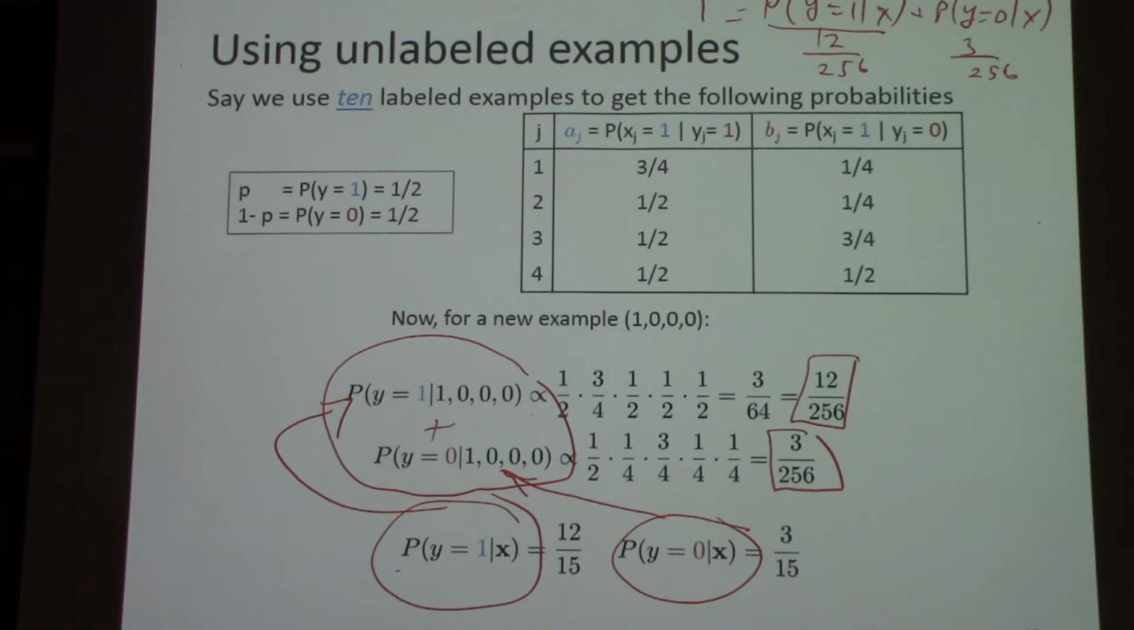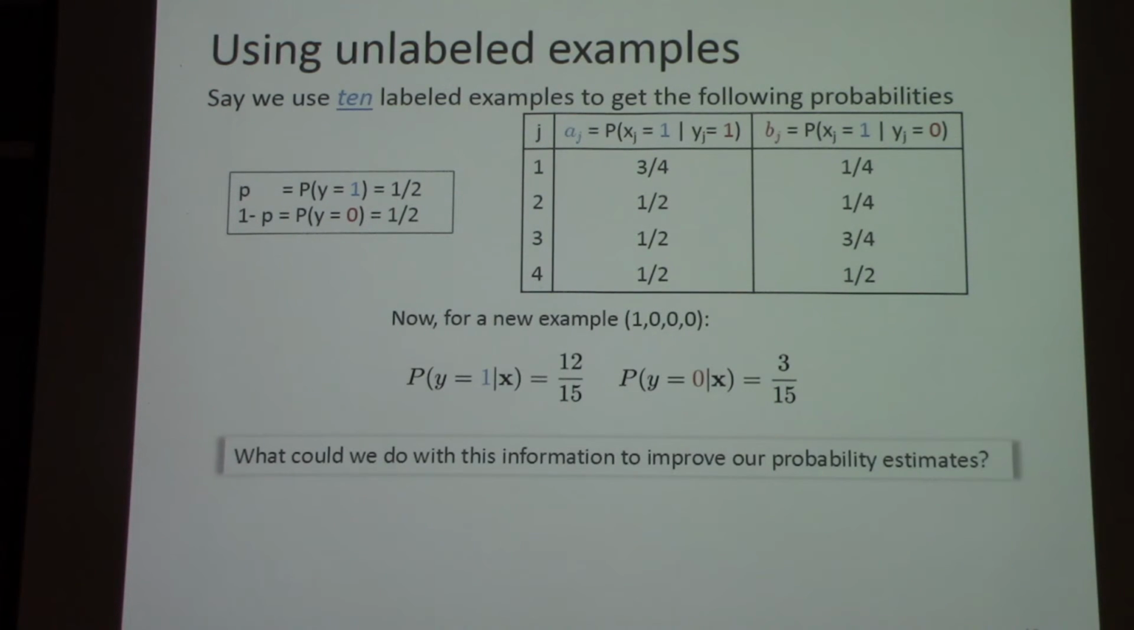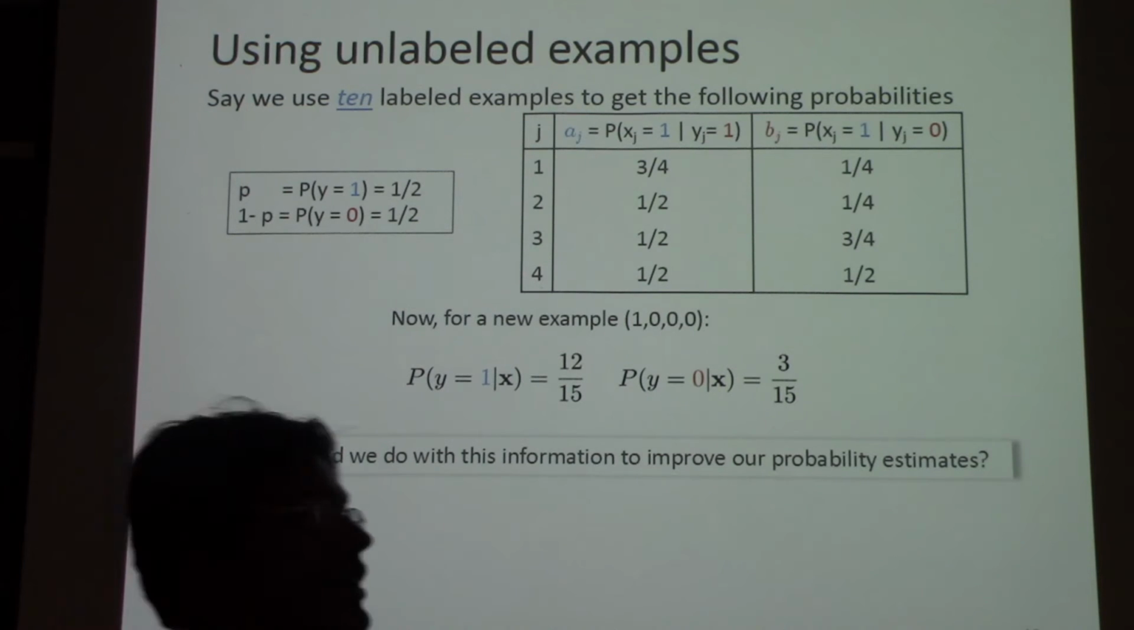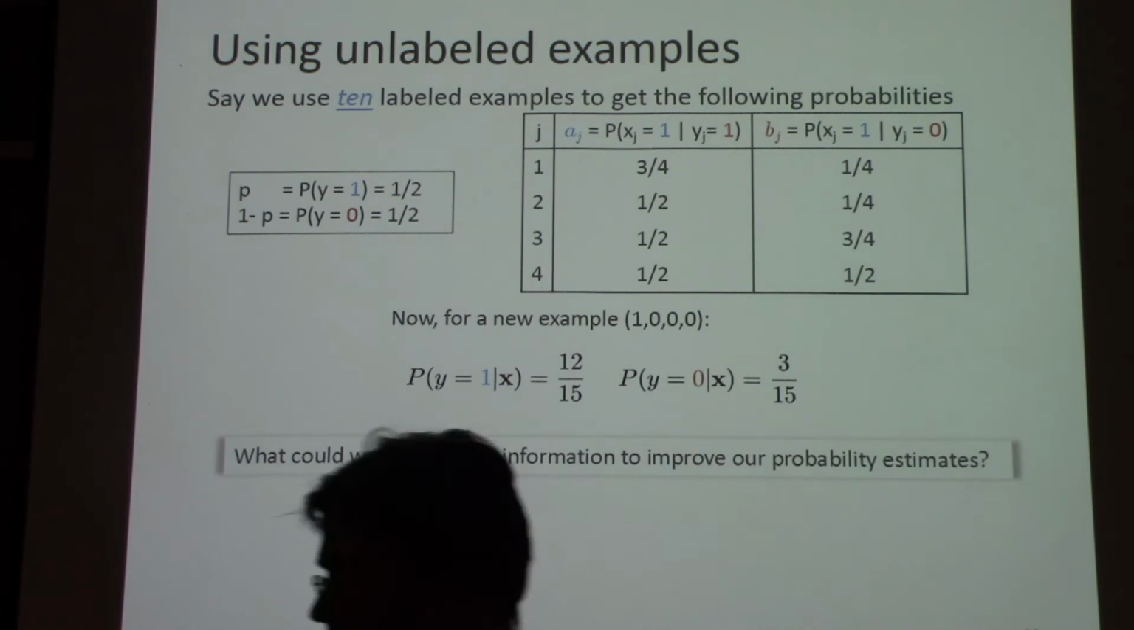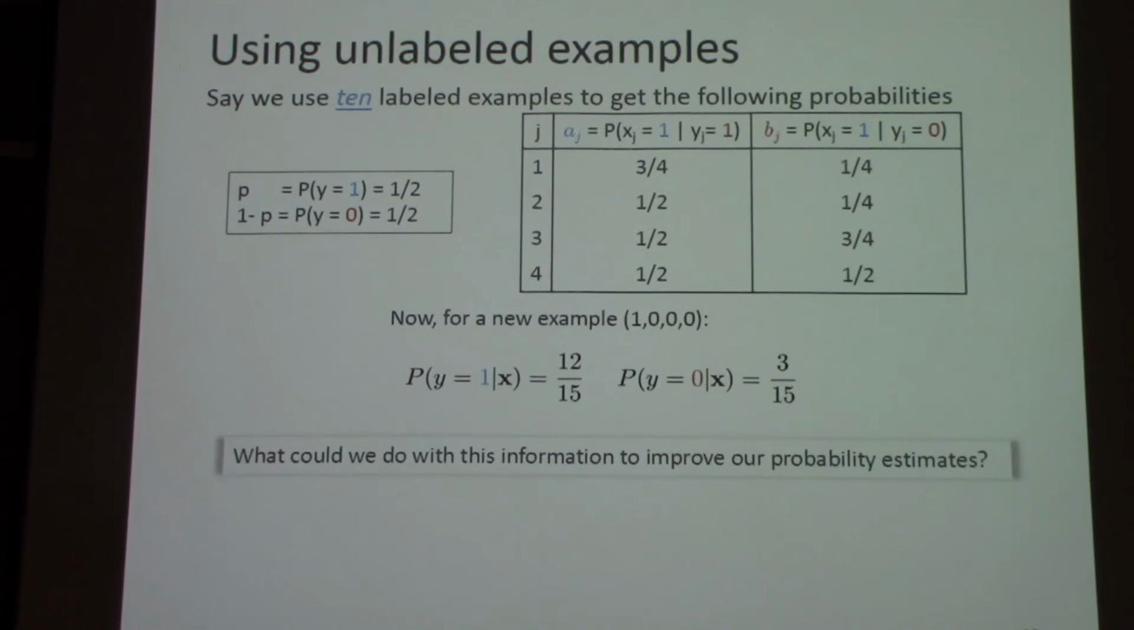Other questions? So what we have here is, if I had 10 training examples and I was able to compute the parameters of my naive Bayes classifier, then for this particular new example, that remember did not have the ground truth label, or you'll see the phrase gold label also. It does not have the gold label. So for that new example, I'm able to compute the probability that it belongs to a certain class. The probability it belongs to class 1 is 12/15ths, and the probability it belongs to class 0 is the rest. So the question is, what can you do with it? Can you do anything? Does this give you any new information?